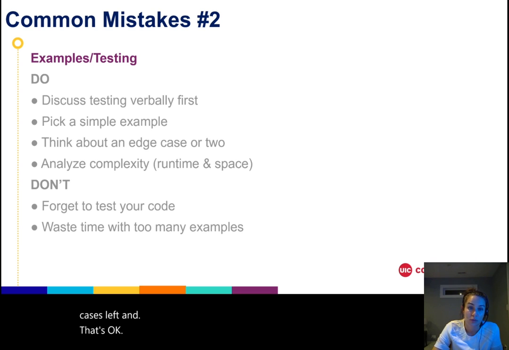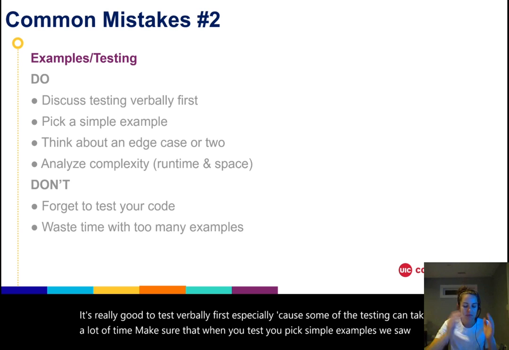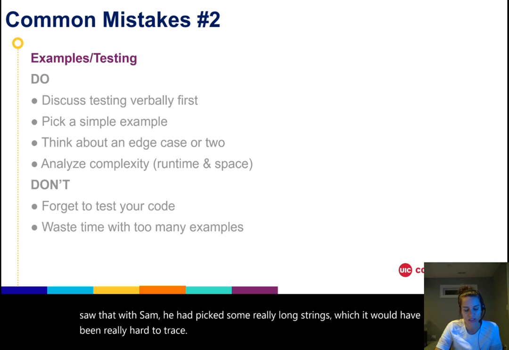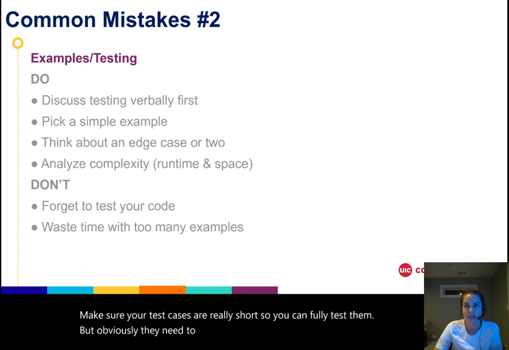Testing is really, really important. So it's really good to test verbally first, especially because some of the testing can take a lot of time. Make sure that when you test, you pick simple examples. We saw that with Sam. He had picked some really long strings, which would have been really hard to trace. Make sure your test cases are really short so you can fully test them. But obviously they need to be complete, so they need to test the full functionality.